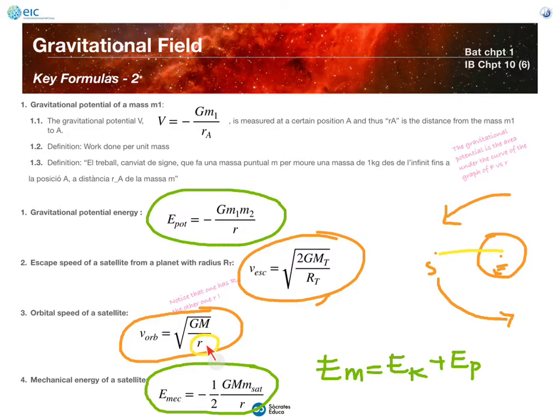Instead, if you want to work with the escape speed, the situation is the following. You would have a satellite here on the surface of the Earth. You want it to get enough velocity to run away and become unbound from the Earth. Then you need to give it a certain speed, and the r that you get here is the radius of the Earth in this case. Okay, that's it in terms of formulas.